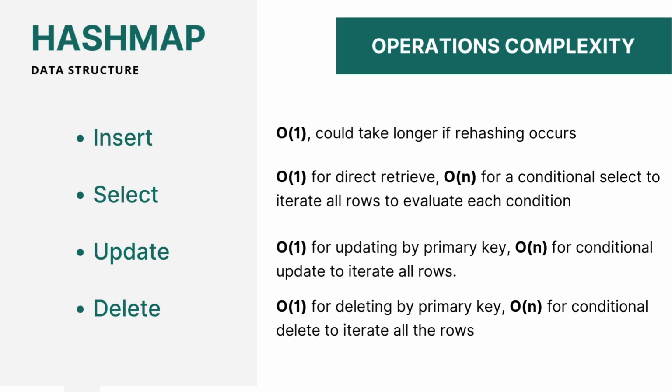The complexity of hash map is given as follows. O(1) time for insert, as we can insert simply by hashing the primary key. Select is O(1) for direct retrieval by primary key, but O(n) for conditional select to iterate through all the rows to evaluate each condition. O(1) time for updating and deleting if we are given the primary key to update and delete. However, O(n) for conditional update, as we will need to look through all the rows as well.